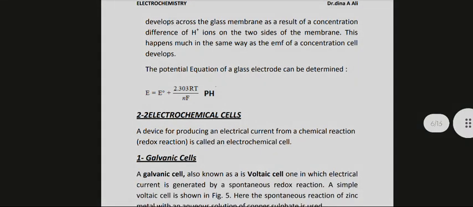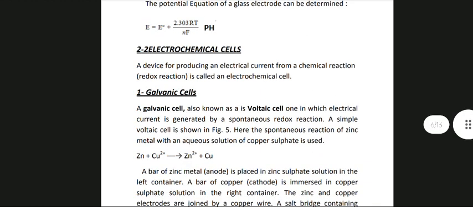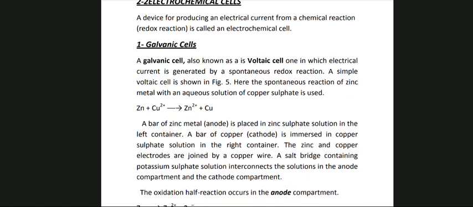Electrochemical cells. A device for producing an electrical current from a chemical redox reaction is called an electrochemical cell. Galvanic cells. A galvanic cell, also known as a voltaic cell, is one in which electrical current is generated by a spontaneous redox reaction. A simple voltaic cell is shown below. Here the spontaneous reaction of zinc metal with an aqueous solution of copper sulfate is used. Zn plus Cu2+ gives Zn2+ plus Cu.